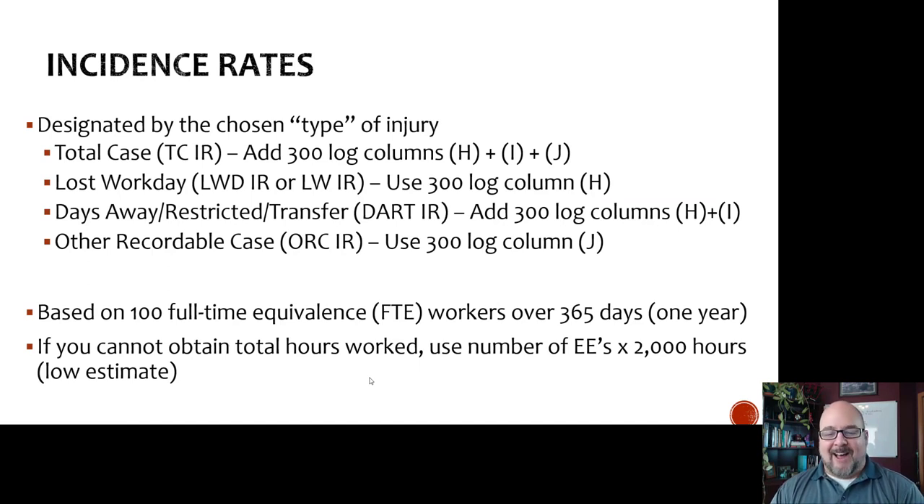Off the top of my head, I got them right. Total case is H, I, J. Lost work days is just H, days away. Restricted we usually use DART. The DART rate is fairly commonly used. That's columns H and I.